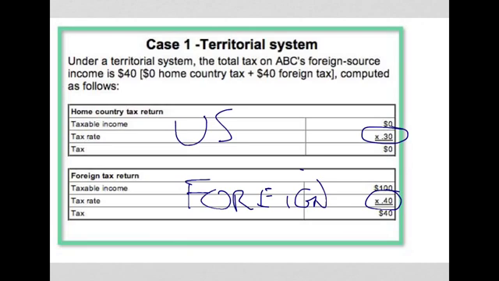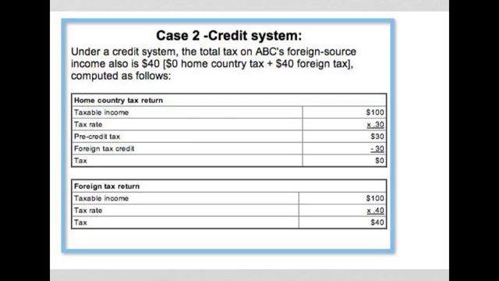So again, in the traditional territorial system, the income is exempt since it's foreign source. It comes from a foreign source. And the tax paid is the tax paid in the foreign country. End of story. With the exemption, we do not have any double taxation issue.